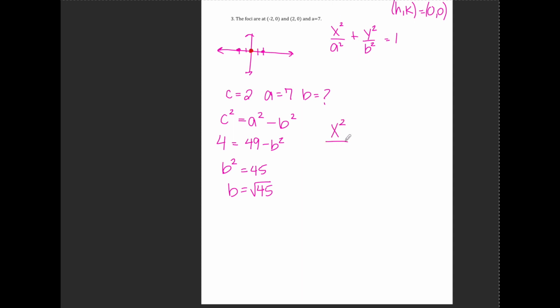So I have x squared over a squared, which is 49, plus y squared over b squared. So the square root of 45 squared gives you 45, equal to 1. And again, this makes sense. I know that this thing was opening up horizontally, so the larger number should be under the x squared piece, not the y squared piece. 49 is just a tiny bit bigger than 45.